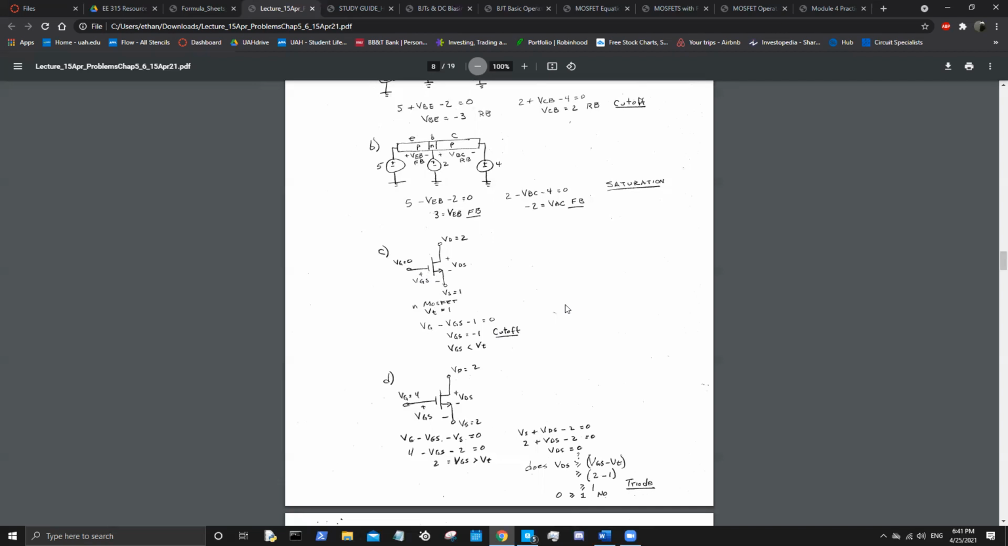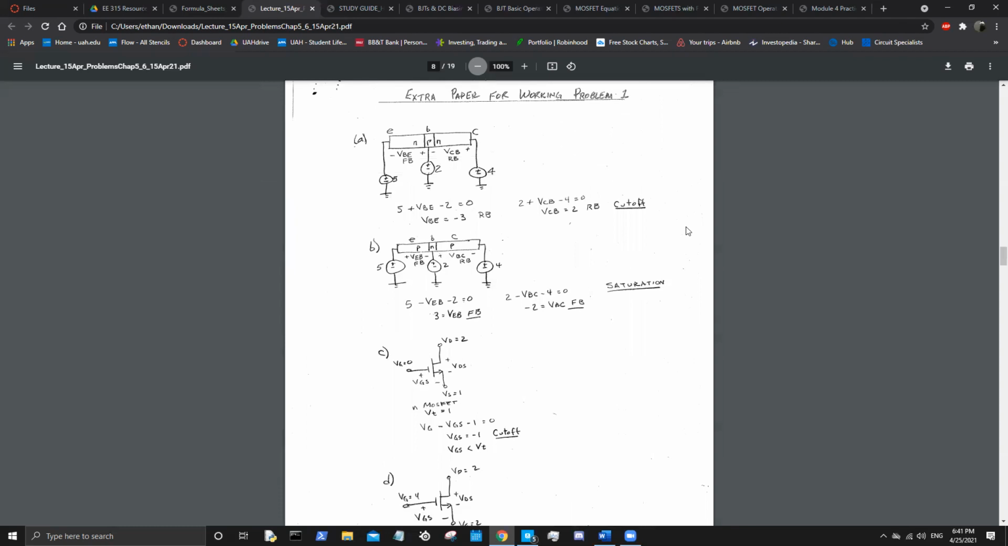Real quick, for BJTs: it is active if it is forward biased on the EB junction and reverse biased on the CB junction. Saturation is FB, FB, and cutoff is RB, RB.